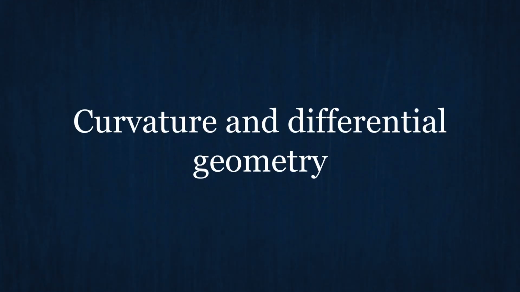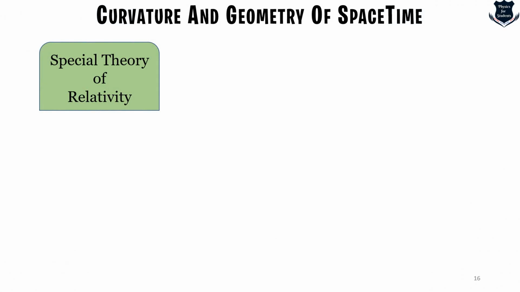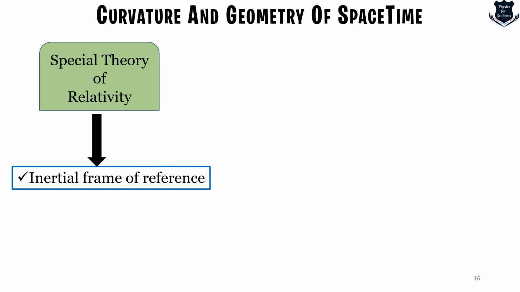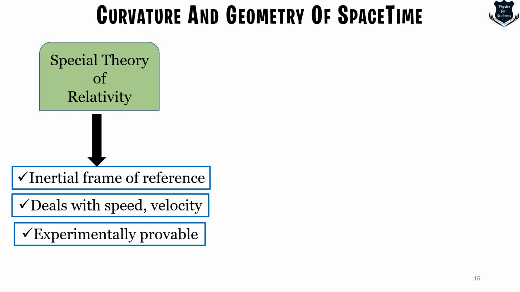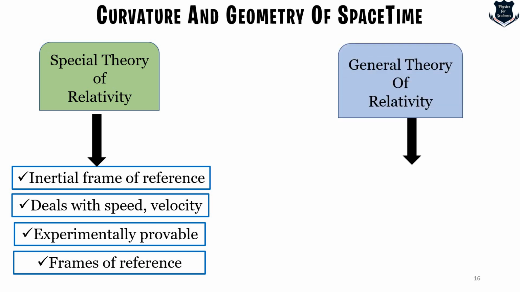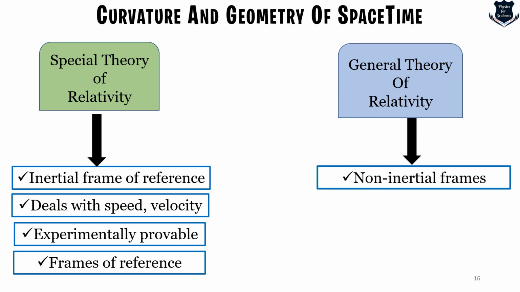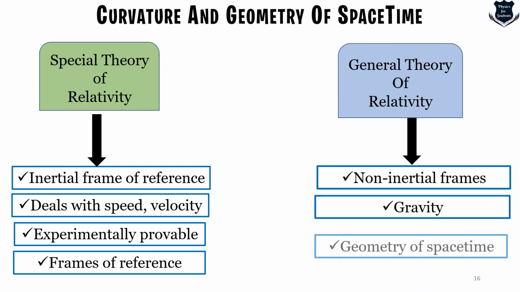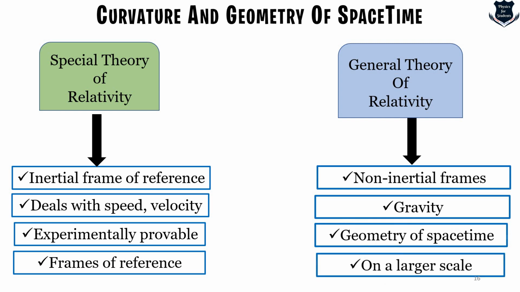Curvatures and differential geometry. I would like to show you a diagram. When we started with the special theory of relativity, all we started with were inertial frames of reference, speed and velocity, which is experimentally provable, and this is what is called frames of reference. But as soon as we move into the general theory of relativity, we deal with non-inertial frames of reference. There is gravity, the geometry of space-time, which was not there in the special theory, and it deals with a much bigger and larger scale. These are the notions of what general relativity and the special theory of relativity deal with.